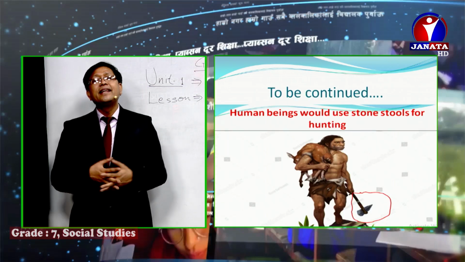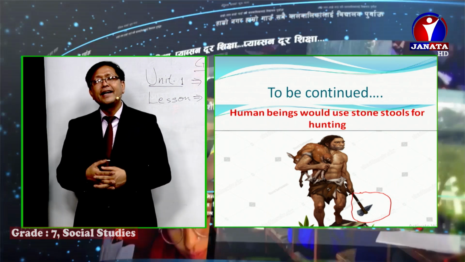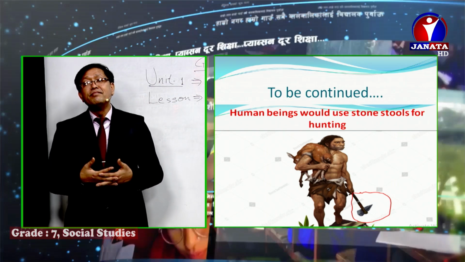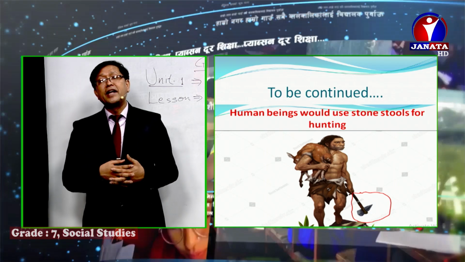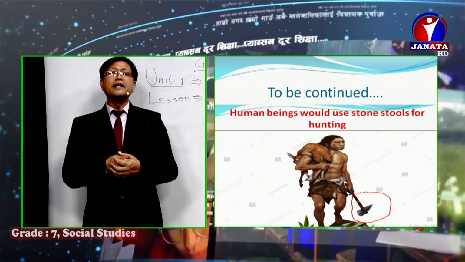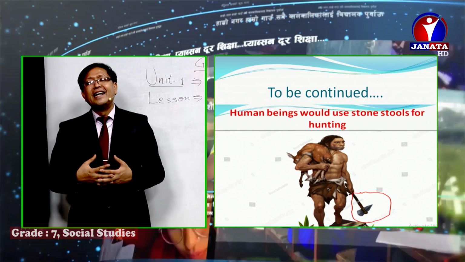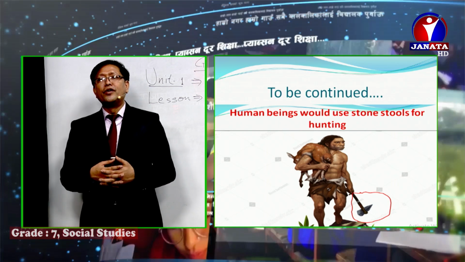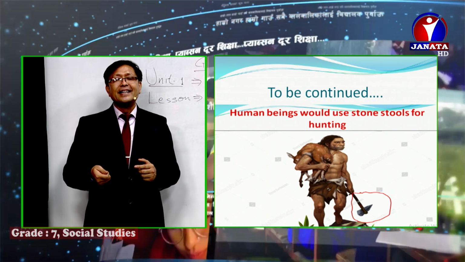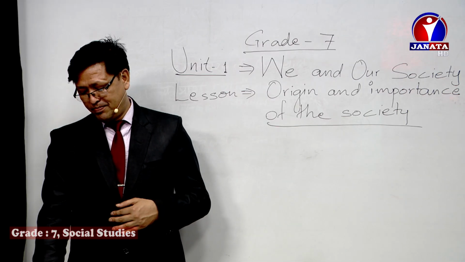See, what did they use for hunting? Look at it, I have circled the weapon. It is made of stone, my dear students. Stone. They did not even have metal then. Metal weapons they did not have. They used the stone as a weapon and they would kill. All right, you can see one man carrying one dead deer on his shoulder, and you can see the stone weapon in his hand. Okay, that was the situation in the ancient period.